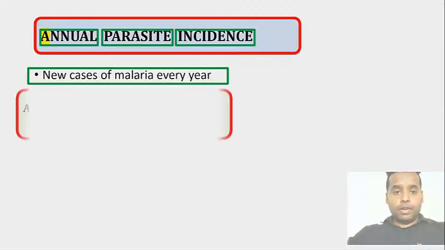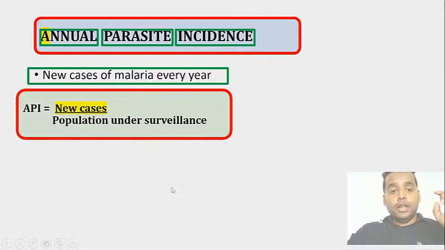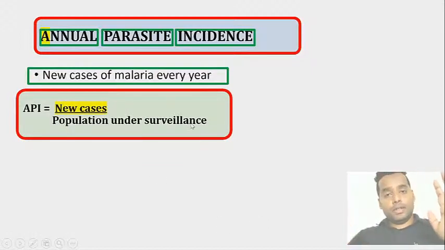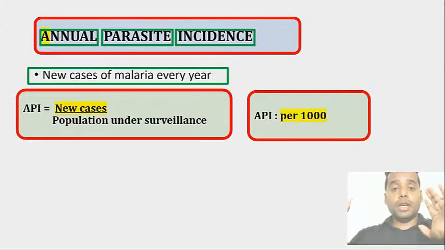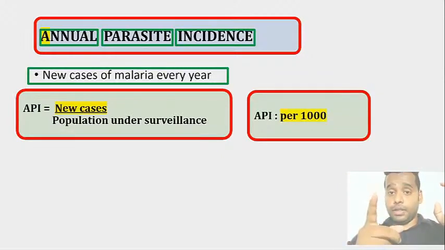That is simple. So formula is just like incidence, new cases divided by the population under surveillance. Usually incidence they express per 1000. For every 1000 in a community, how many new cases will happen? That is API. It is not annual parasite index. Don't make mistake. It is annual parasite incidence. Some books they say annual parasite index. No, it is incidence, new cases expressed for every 1000.